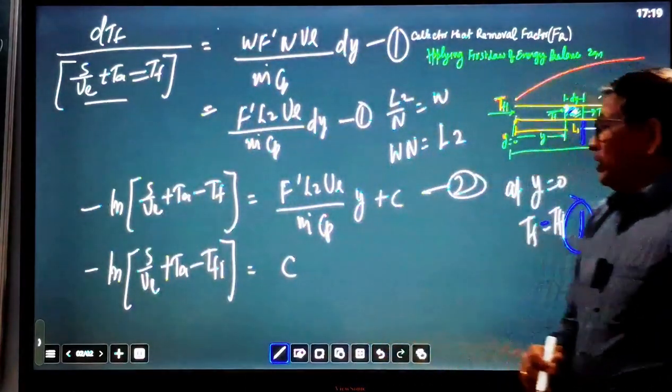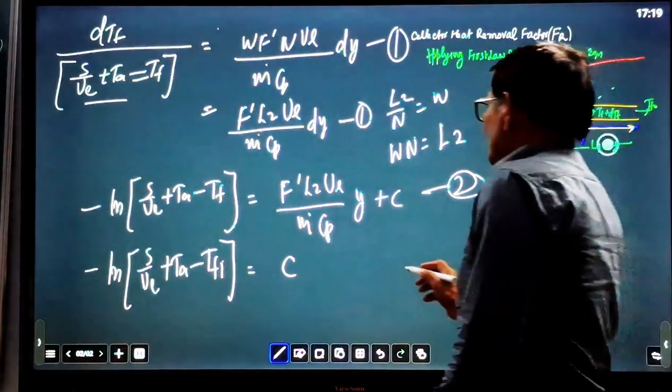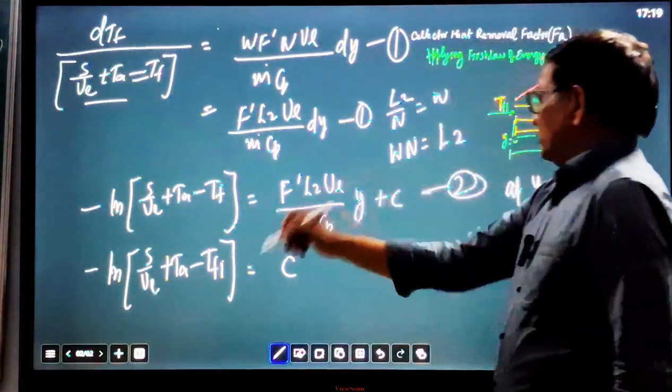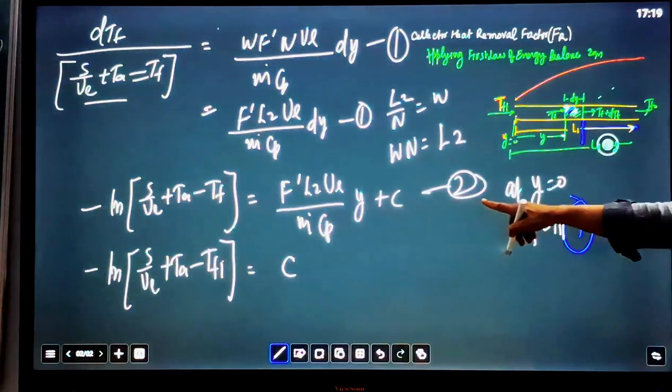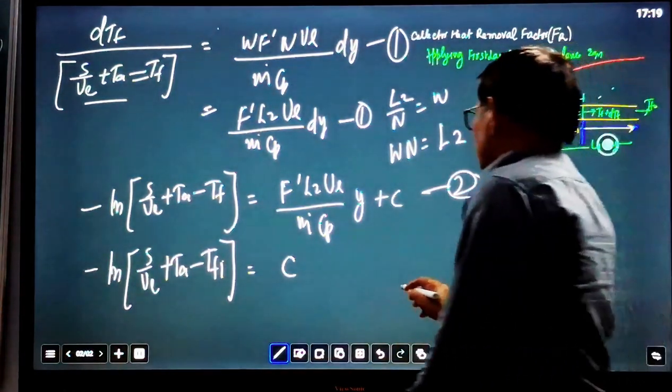So now we get the constant C, and putting this constant in equation number 2 and balancing, we get another equation in this form.